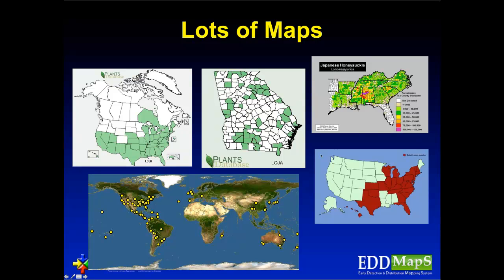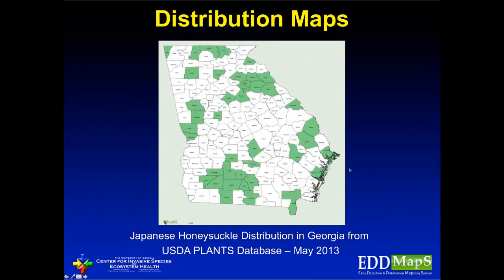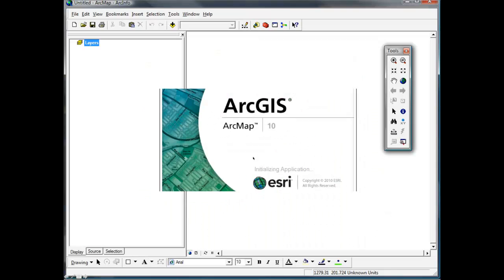As you can see, here's different maps showing Japanese honeysuckle. And if we blow up the Japanese honeysuckle distribution in Georgia, we can see there's a lot of counties in Georgia that don't have Japanese honeysuckle, or at least according to this map, that don't have Japanese honeysuckle. But in the case of Japanese honeysuckle, it's so widespread that unless somebody made the effort to document it in each one of the counties and send a herbarium specimen in, then there may not be that documentation.